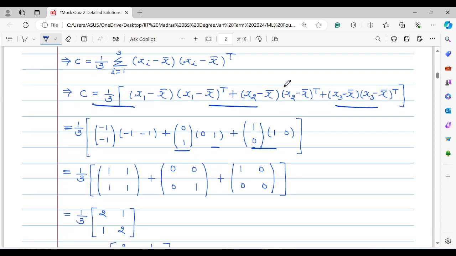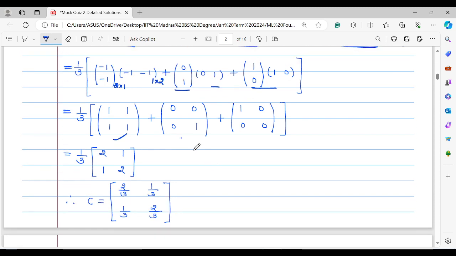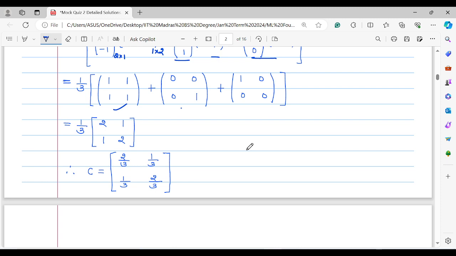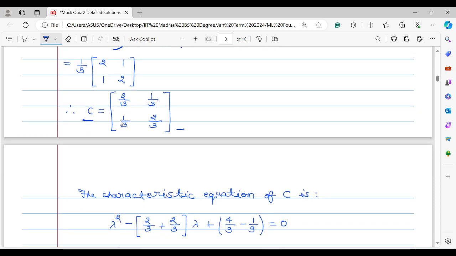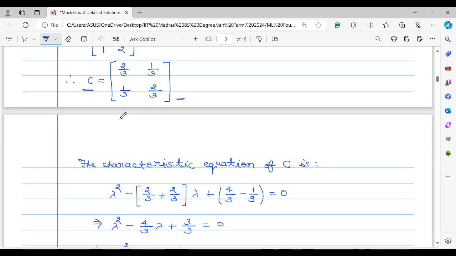Just find the product by matrix multiplication. This is a 2 cross 1, and it is 1 cross 2, so we will get a 2 cross 2 matrix, which is this. Okay, and simply add these summations, we will get this matrix, and simply we will get the covariance matrix, which is this.